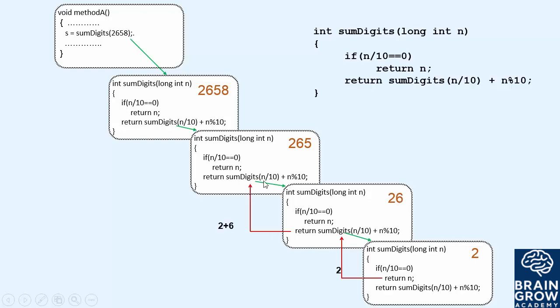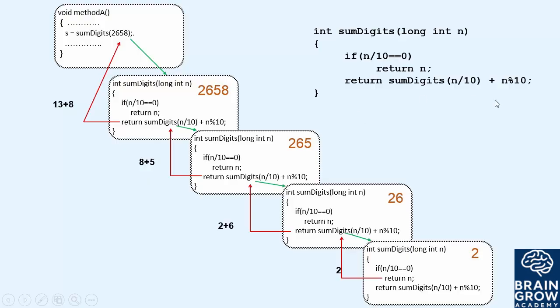The value of this call is 8 and n modulus 10 is 5. So 8 plus 5 is returned from here. Value of this call is 13 and n modulus 10 is 8. So 13 plus 8 is returned from here. So this is how we find out sum of digits of a number recursively.